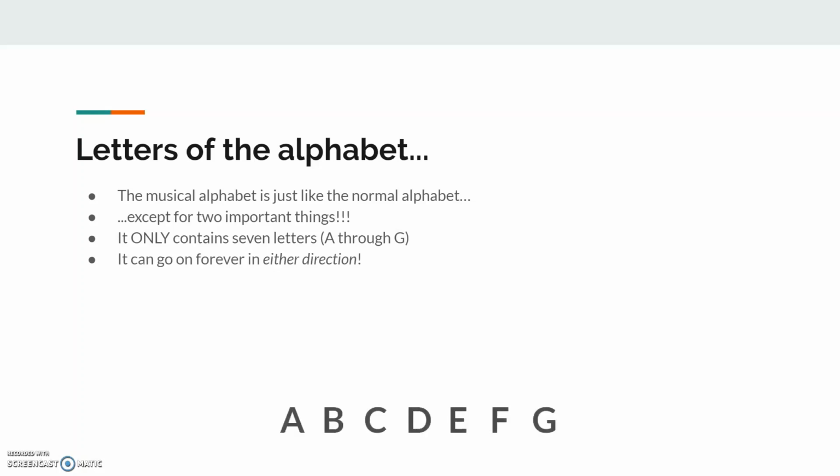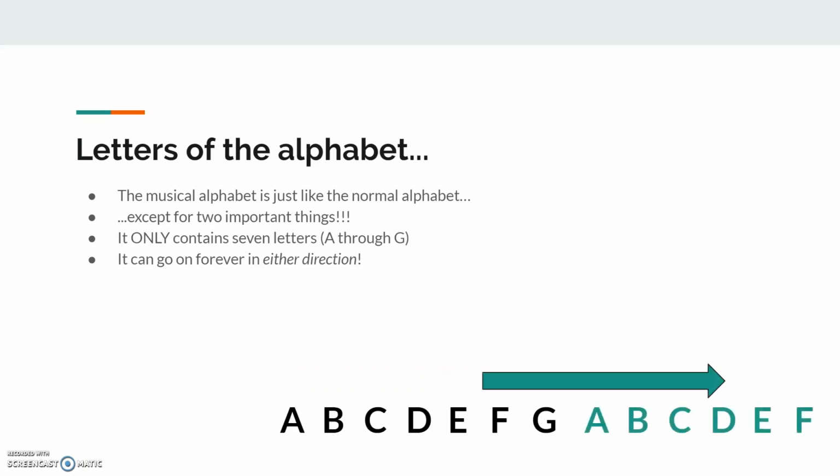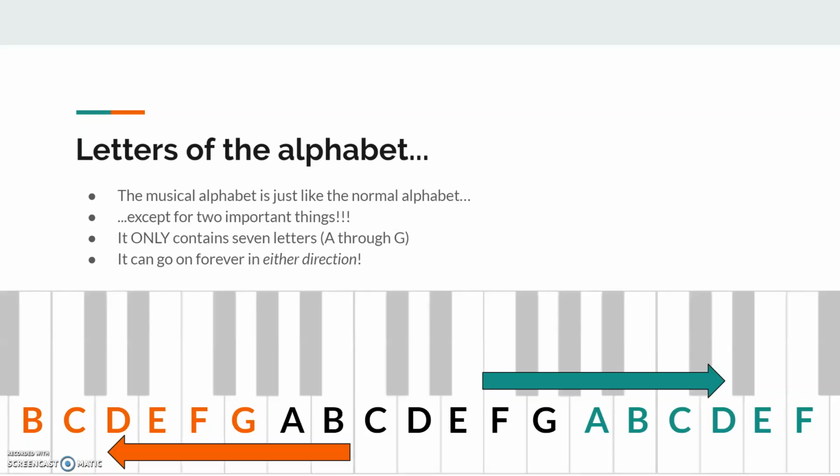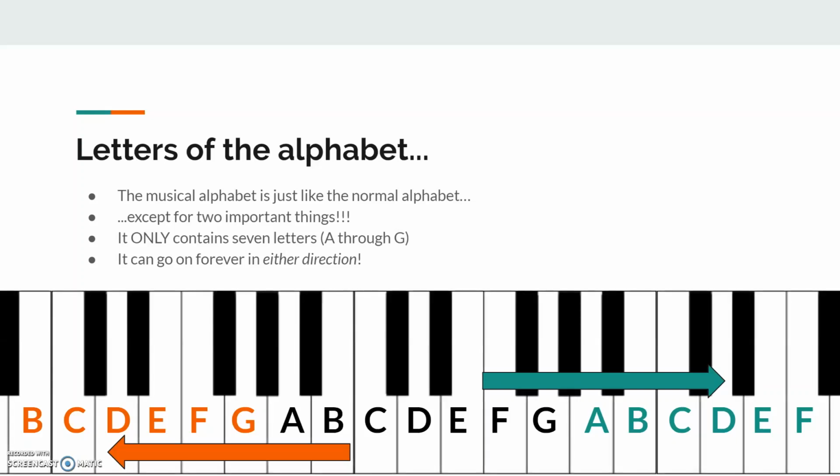So how do you do that with only 7 letters? Well, once you get to the end of your alphabet, it just starts over. A, B, C, D, E, F, G, A, B, C, D, E, F, G, and it can go forever in that direction. But it can also go backwards. So if we're going up higher in our notes, our letters would get higher, A, B, C, D, E, F, G. But if we were going lower in our notes, we'd actually be going backwards in our alphabet, G, F, E, D, C, B, A. Coincidentally, that's how those letters line up on a piano keyboard as well.